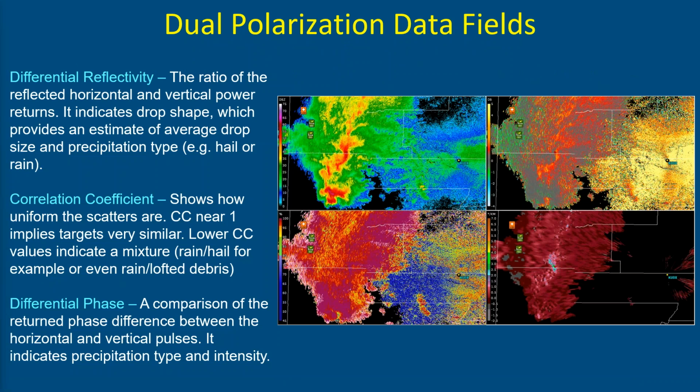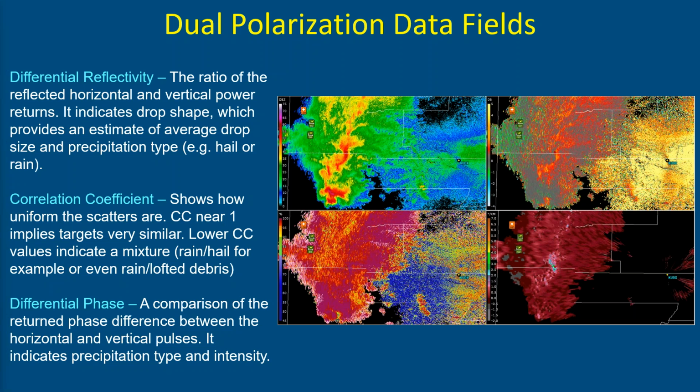Here are some of the data fields with this dual pol radar. Differential reflectivity is the ratio of the vertical to the horizontal component, or rather the horizontal to the vertical. It gives an idea of the target shape and also what it is. Is it a large raindrop or a hailstone? It can actually help us make that determination.